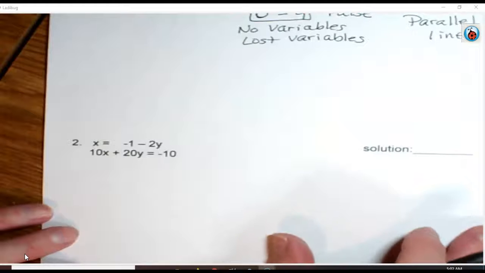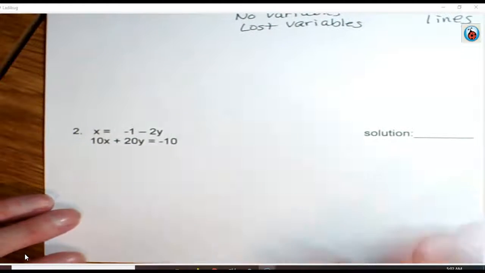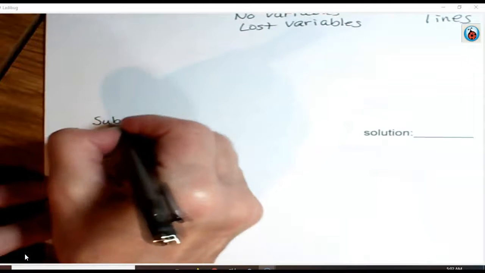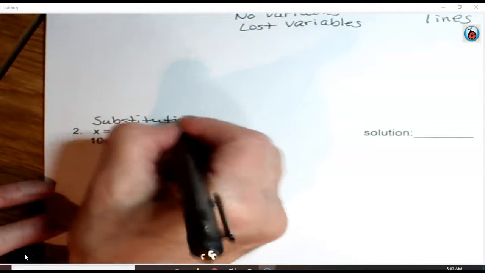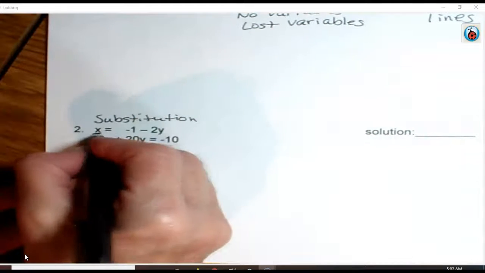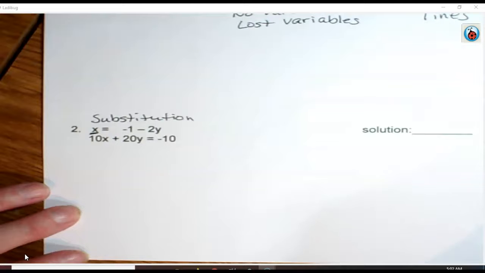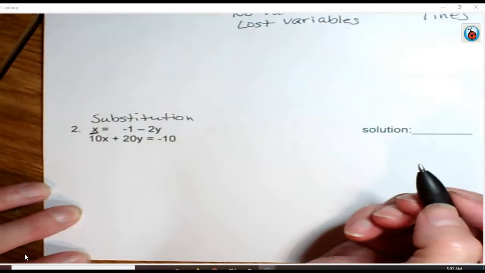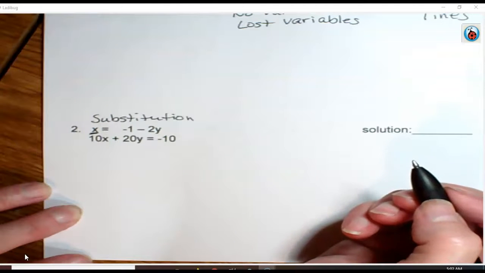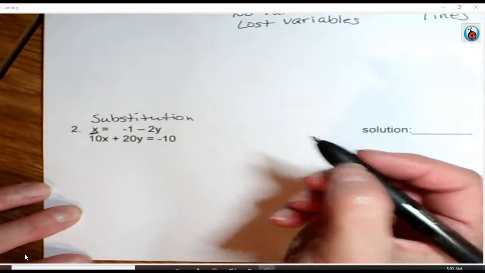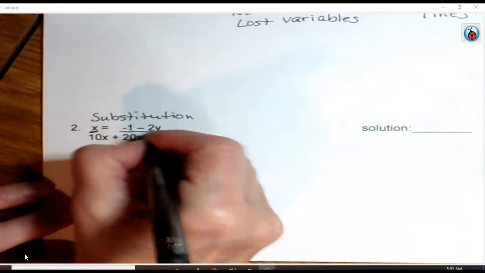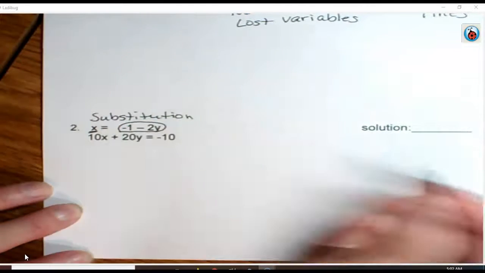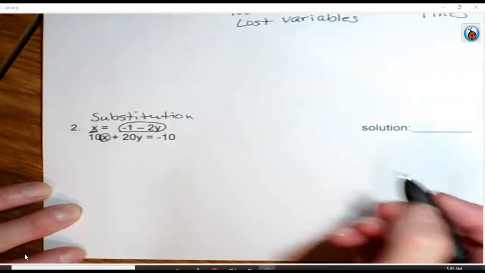Okay, all right, let's go over to number 2. Number 2 looks like it's set up for substitution. The reason I say that is because the x is all by itself on the left-hand side. Now if I wanted to, I could manipulate this negative 2y, move it over to the right side, and I could solve it by elimination. So I'm going to go ahead and do substitution. I'm going to take this negative 1 minus 2y. I'm going to substitute it right in there for x.